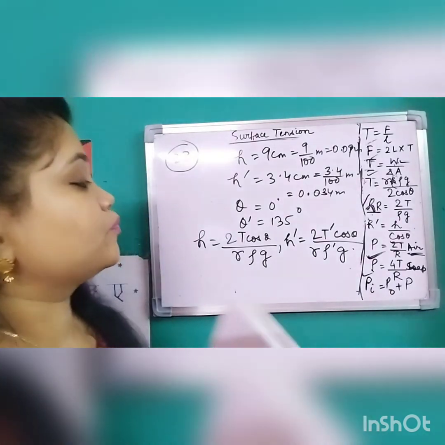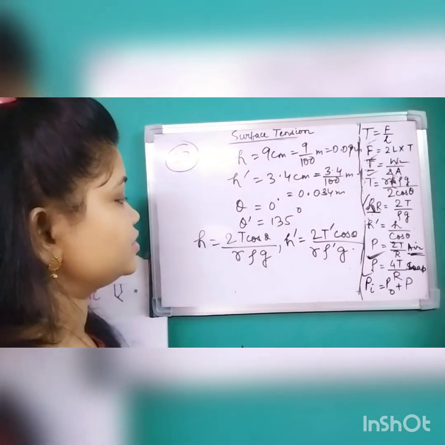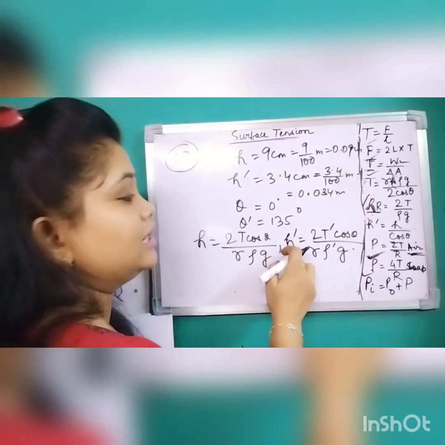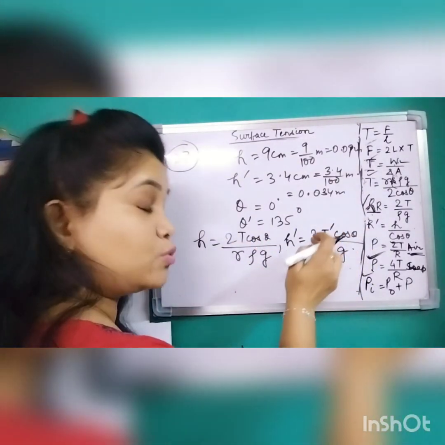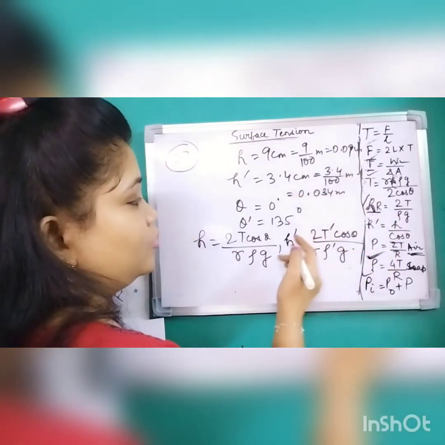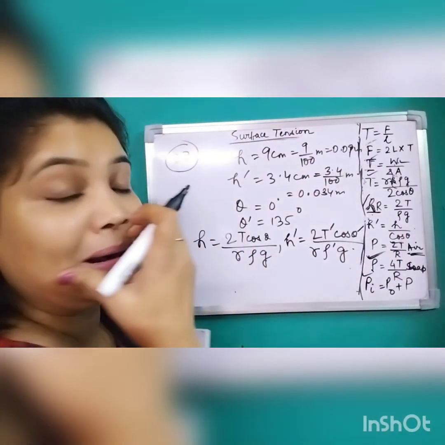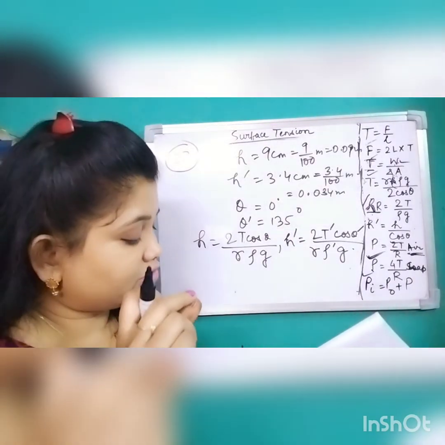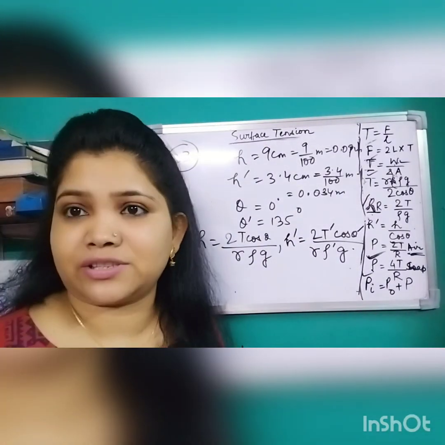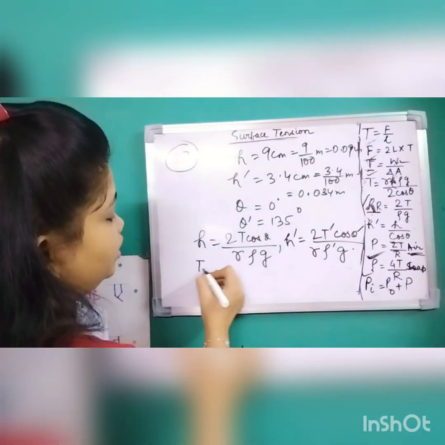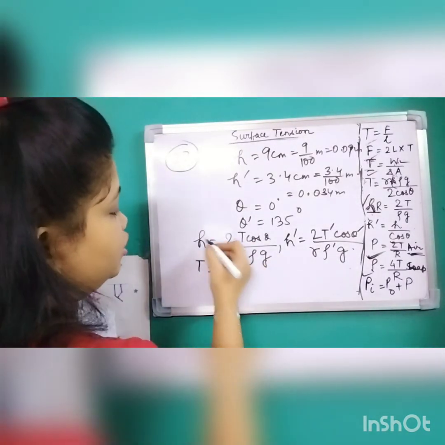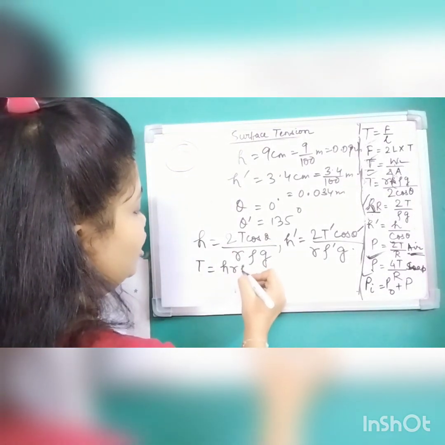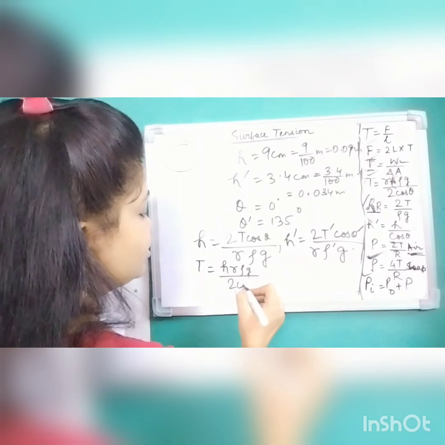So here students, we have got these two formulas. H is 2T cos theta by R rho G, and H dash is 2T dash cos theta dash by R rho dash G. Now we have to determine the ratio of the surface tensions. So what will T be equal to? If this is H, T will be equal to H R rho G by 2 cos theta.